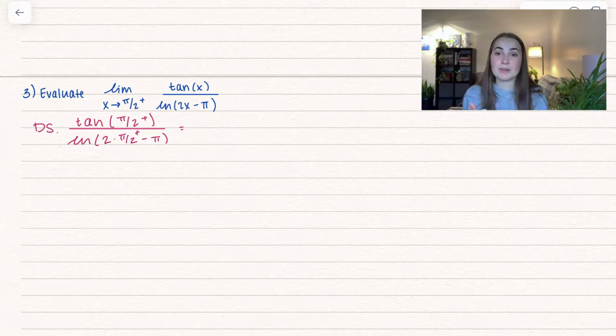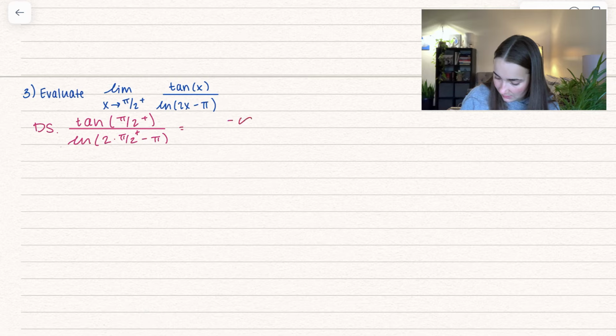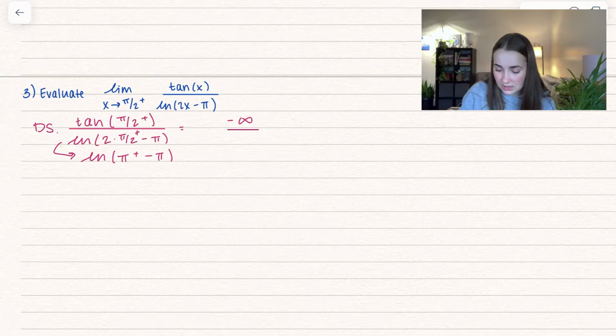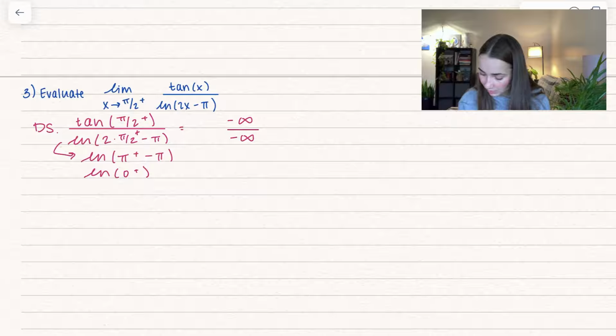Alrighty, so if we remember what tangent of x at pi over 2 does from the right side, it's actually shooting down to negative infinity. So our numerator is approaching negative infinity. So let's see what our denominator is doing. Let's look at the natural log. This is like the natural log of pi from the right side minus pi. And so really this is the natural log of 0 from the right side. And like we said, that shoots down to negative infinity. So like we said, negative infinity over negative infinity, that's total grounds for L'Hopital's rule.